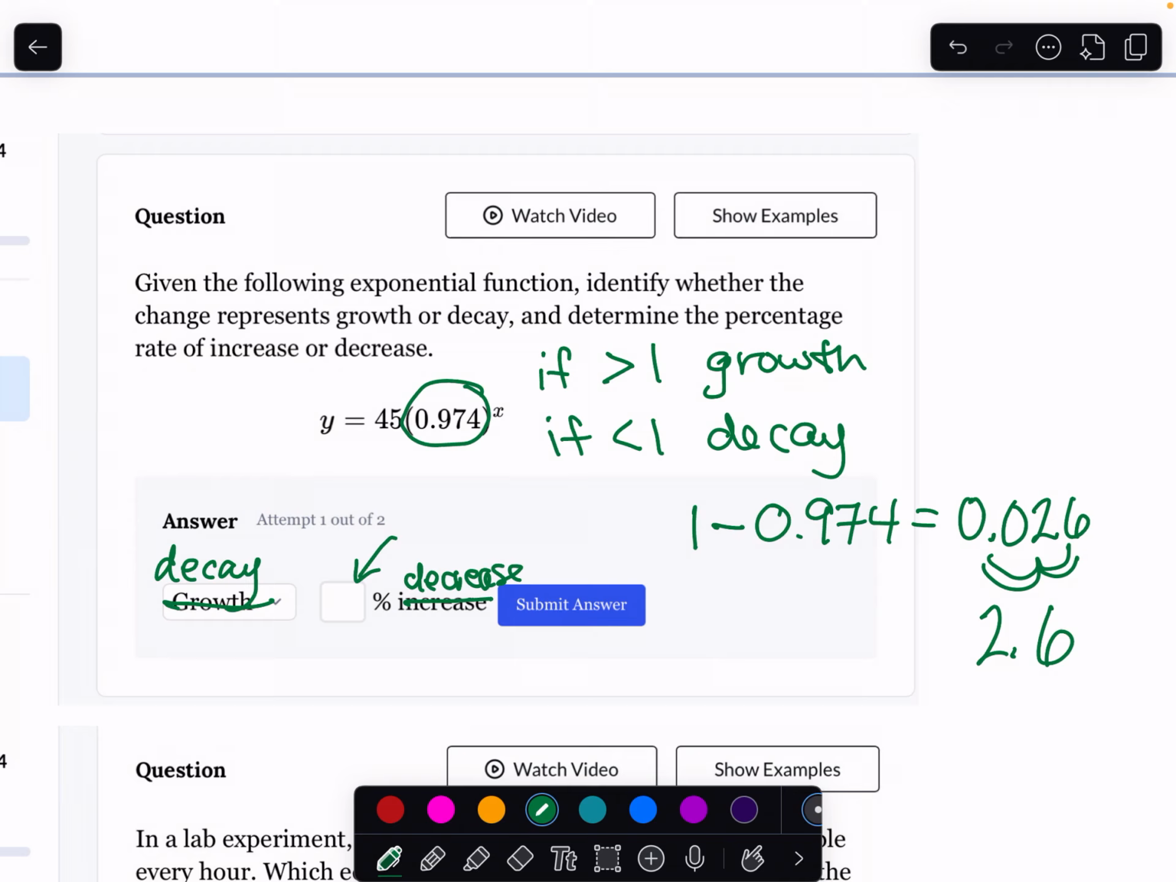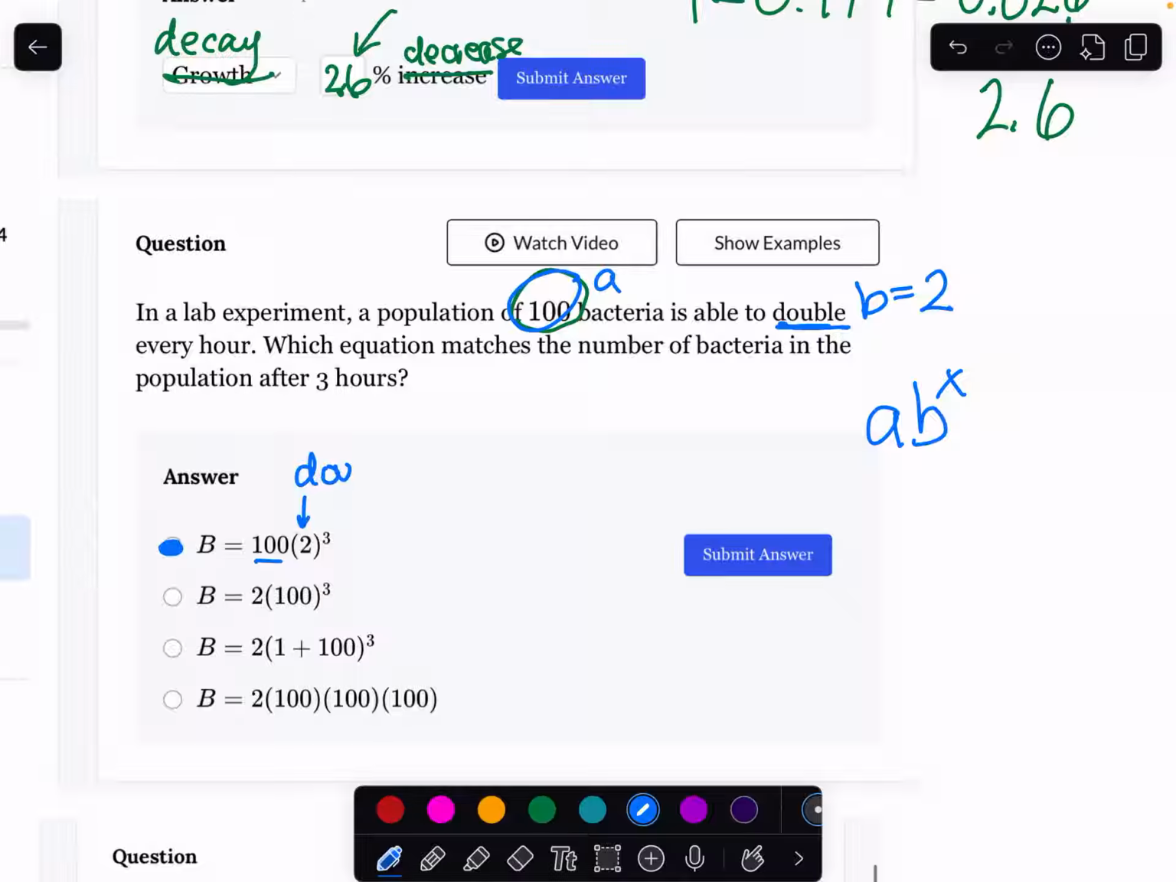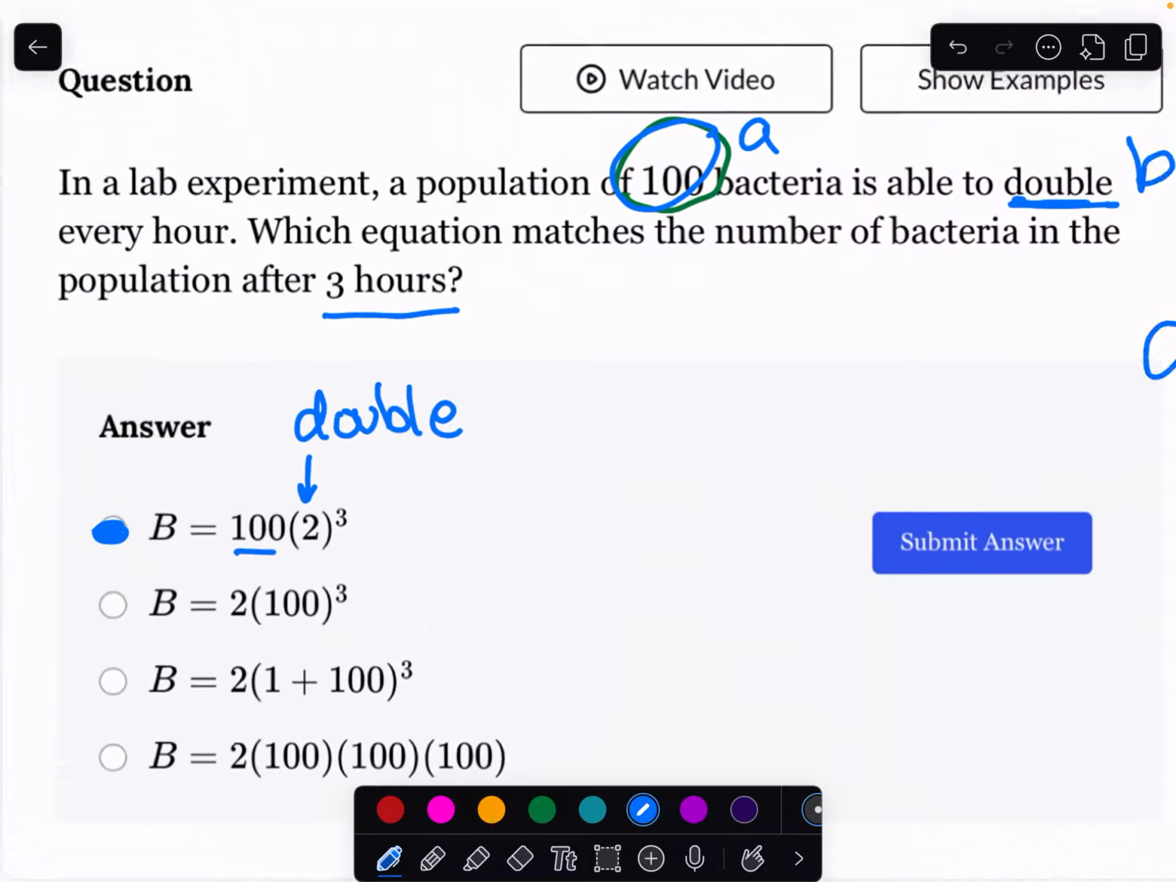Okay, this one. So 100 bacteria, that means that's our A. Double means that our B is 2. So our general format is A times B to the X. And the one that fits that is going to be this one, where we have our initial value, our doubling, and it says after 3 hours would be like that. So there we go, double every 3 hours. Yeah, there you go. Pretty simple.